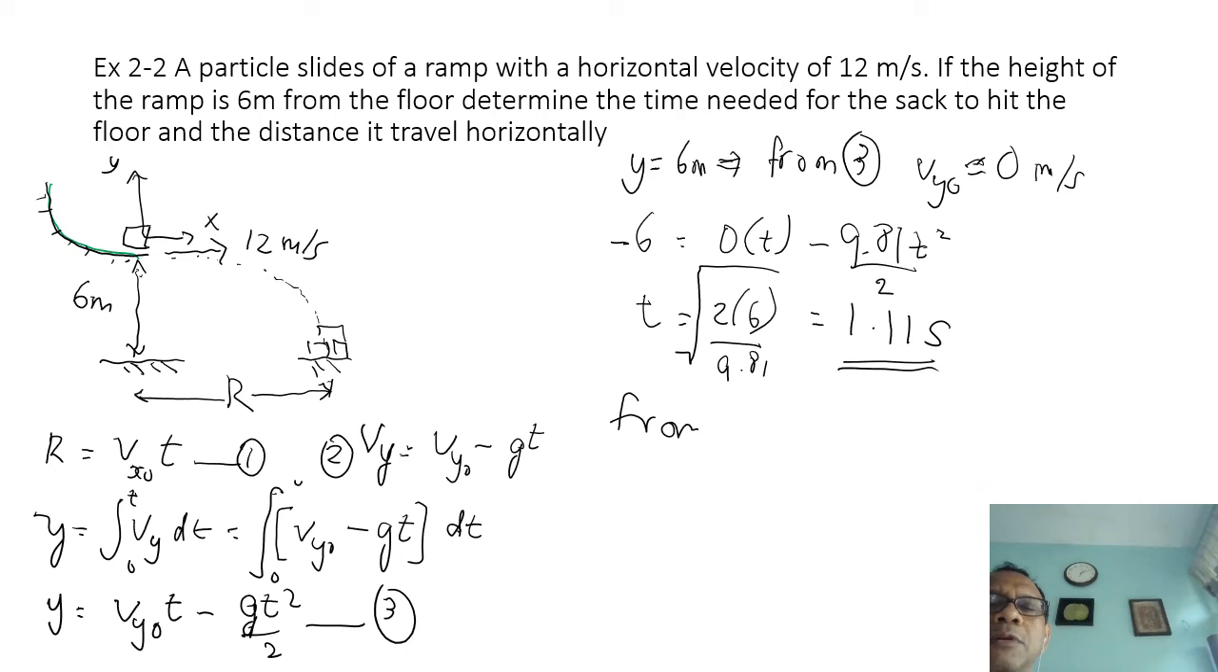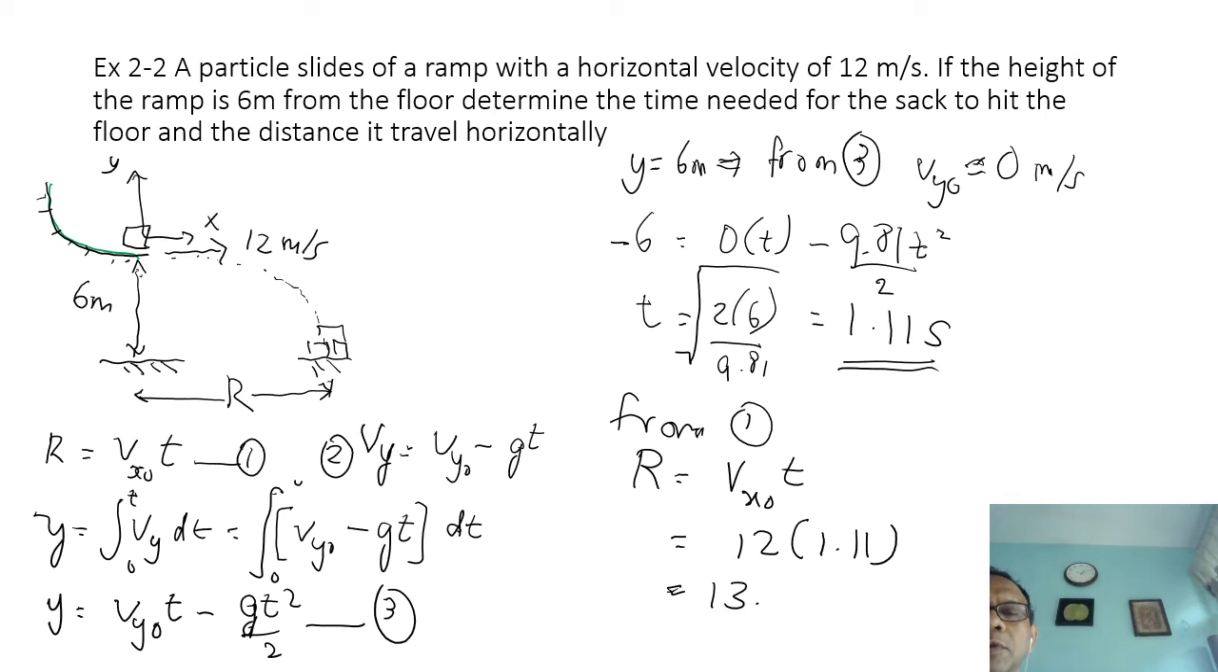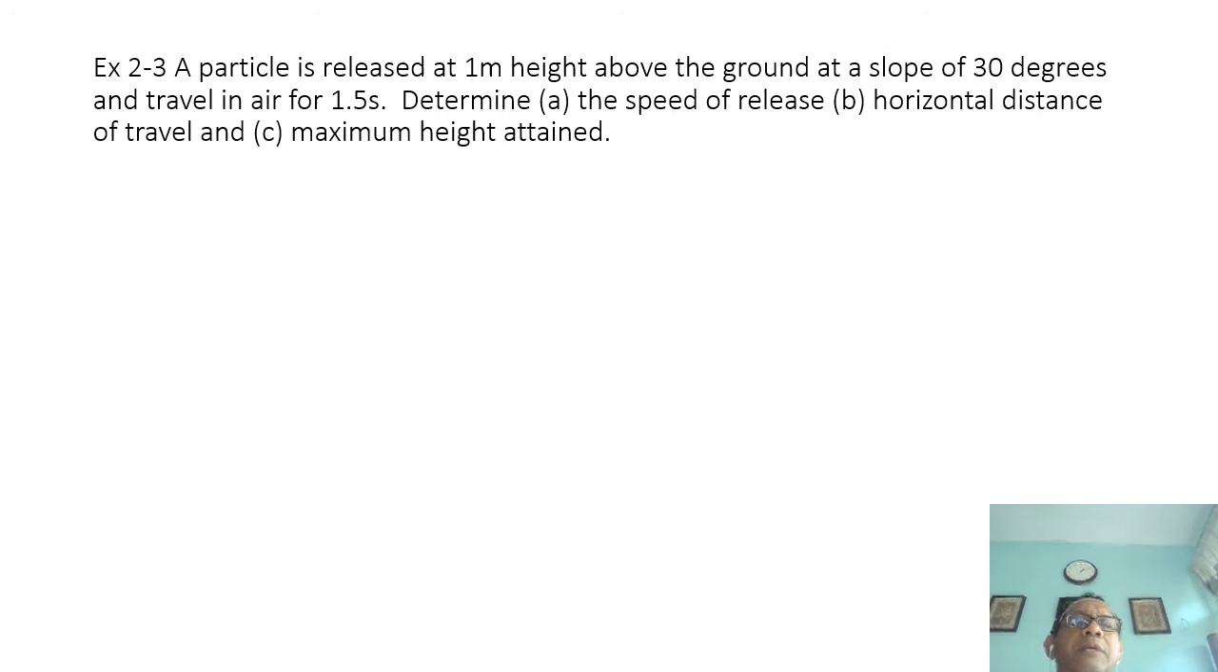And then the distance traveled is straightforward from equation 1. From 1 we have R equals Vx naught t, so that is 12 times 1.11, and we'll have 13.3. That answers the requirement: how far R is, 13.3 meters. That's a simple example.